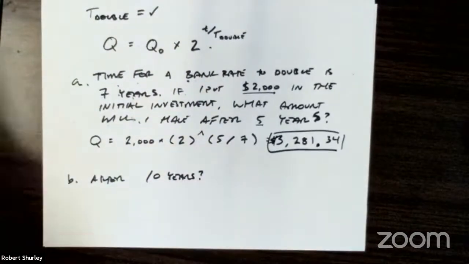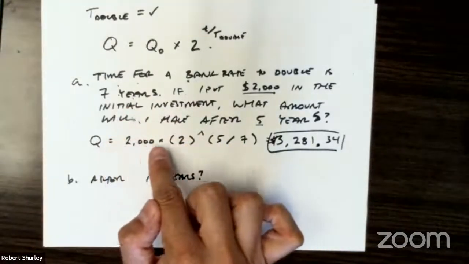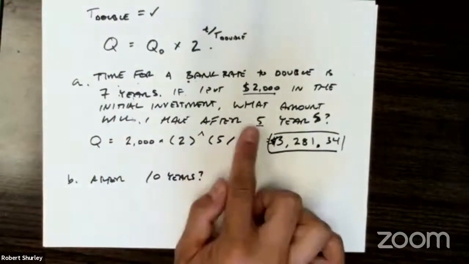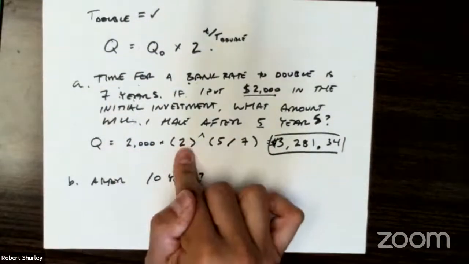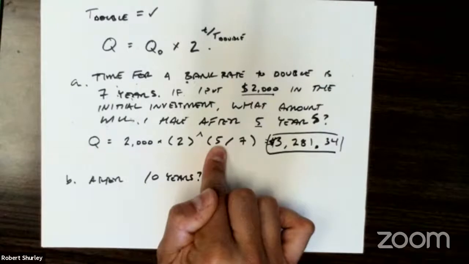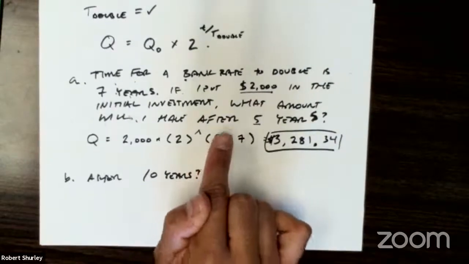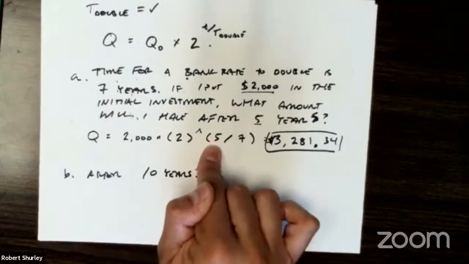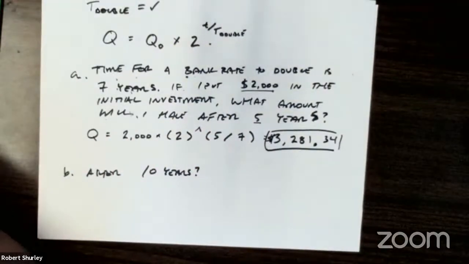I want you to do the 10-year one. I'm going to give you just a minute to pop it in your calculator. Really, the only thing different up here is going to be the 7. Instead of 7, it's going to be 10. Because we still started with $2,000. We know the doubling time is 7 years. I'm sorry, instead of the 5, it's going to be 10. I said that wrong. So instead of it saying in 5 years, it's going to say in 10 years. So 10 divided by 7. So try that one.